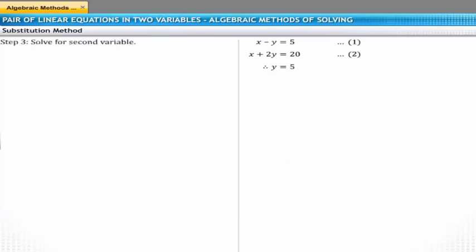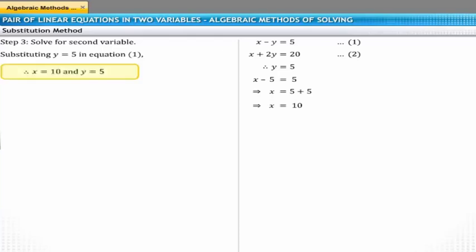In the last step, we can substitute the value obtained of the variable in any one equation to find the value of the second variable. So, here we'll substitute the value of y, which is equal to 5, in equation 1. Let's solve this equation. Hence, the value of x is equal to 10. Therefore, the solution to the given pair of linear equations is x is equal to 10 and y is equal to 5.